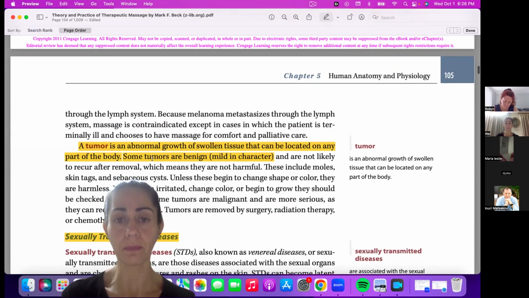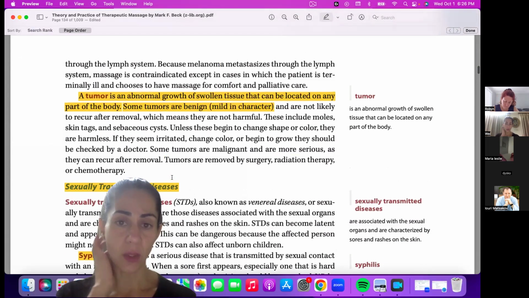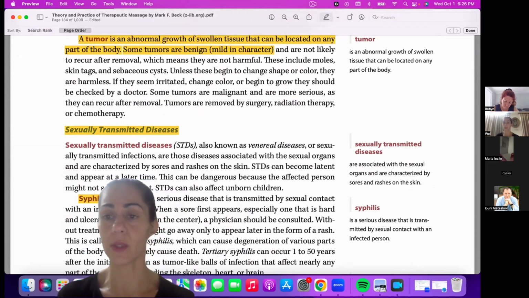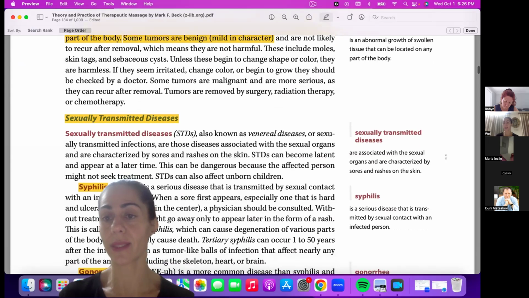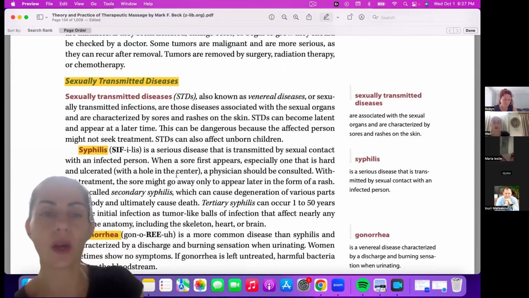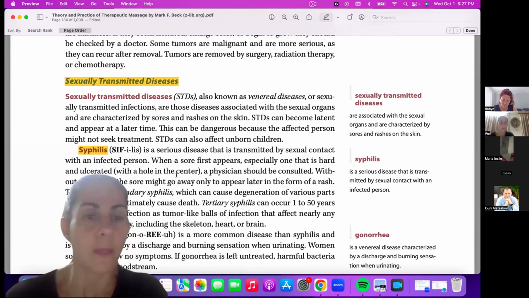That's all with the tumor. Let's move on to the sexual diseases. Sexual diseases are associated with the sexual organs and characterized by sores or rash on the skin of the sexual organs. Syphilis is the most serious and is transmitted by sexual contact with an infected person. When a sore first appears, especially one that is hard and ulcerated, there's a hole in the center. You can continue reading on that as much as you want.